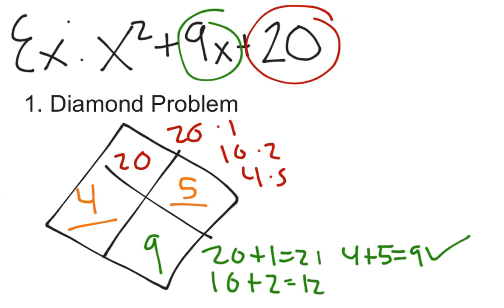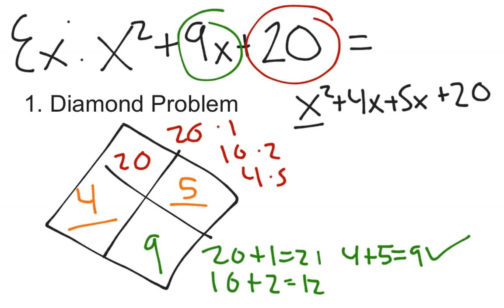So that means I'm going to rewrite my polynomial as x squared plus 4x plus 5x plus 20. Notice what I had on the ends didn't change, just what was in the middle.